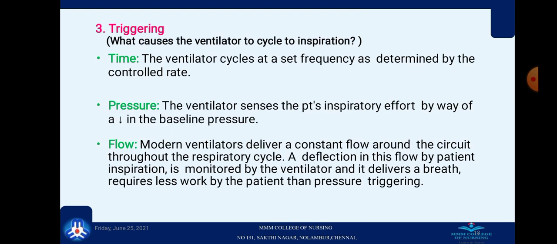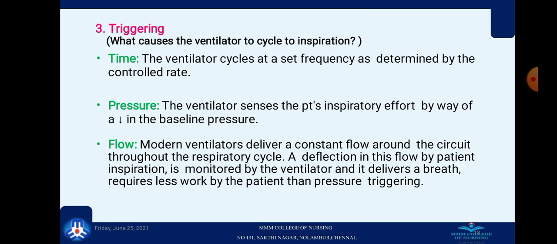And the third one is triggering. What causes the ventilator to cycle to inspiration? Time, pressure, flow. Time: the ventilator cycles at a set frequency as determined by the control rate. Pressure: the ventilator senses the patient's inspiratory effort by way of a drop in the baseline pressure.